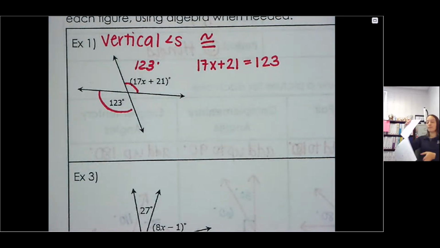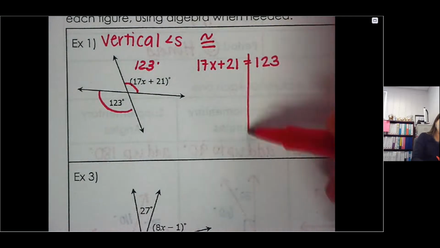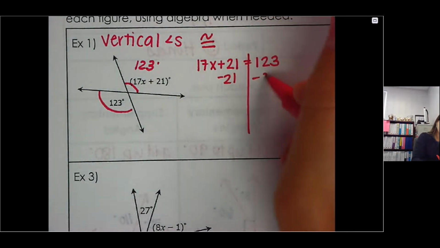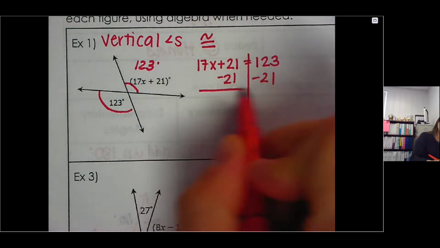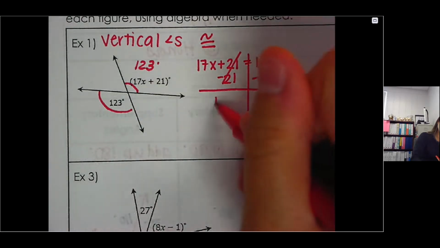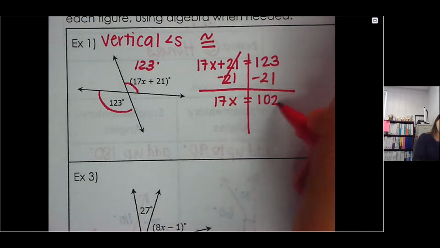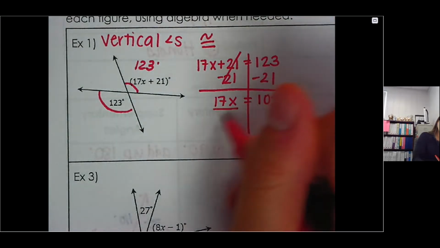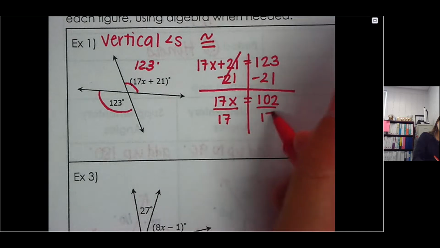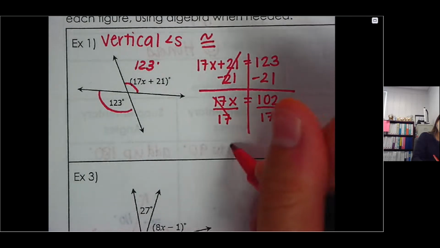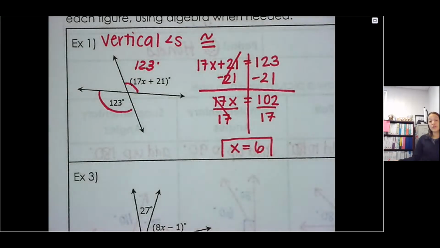What should I do first? Minus 21. Yep. I get 17x equals 102, and then divide both sides by 17. X equals 6. Perfect. Now, what should I do with that now?